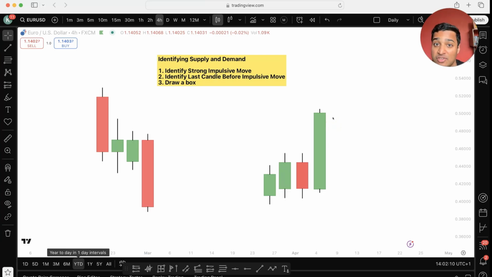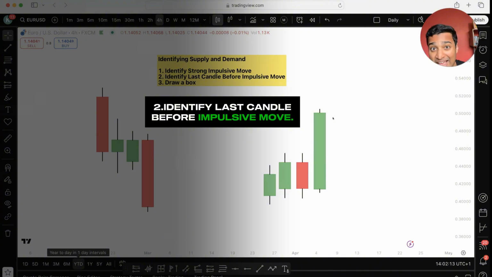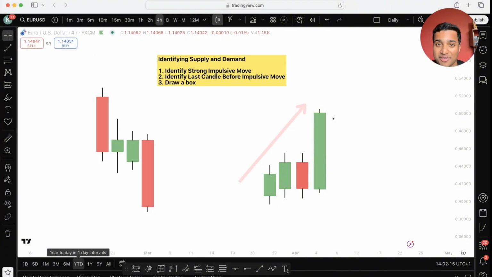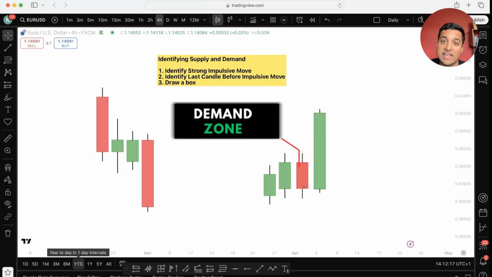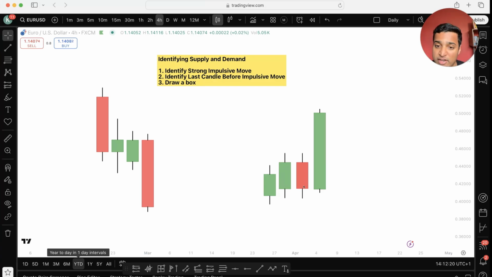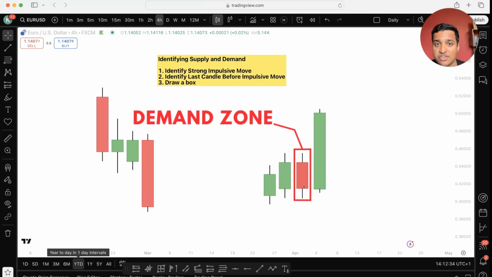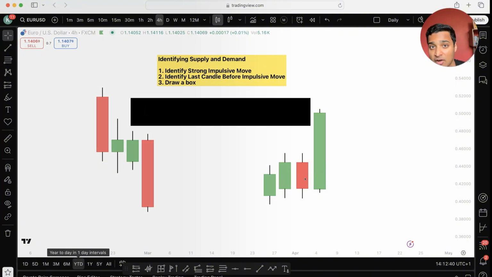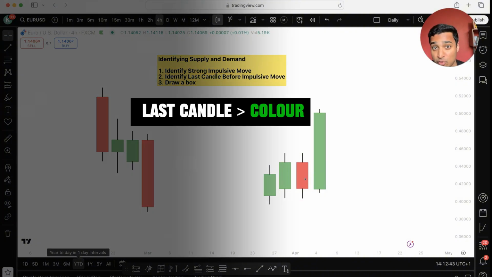And this leads me to the second step, which is to identify the last candle before the impulsive move. Before this impulsive move up, we had this low volume, low momentum, red bearish candle. And we call this a demand zone in the case of an uptrend. And so we wait for price to return to here before entering, as this is likely where big money like institutions are entering. Now, in the vast majority of cases, a demand zone is a red candle. But what's more important than color is that it's the last candle before the impulsive move up.